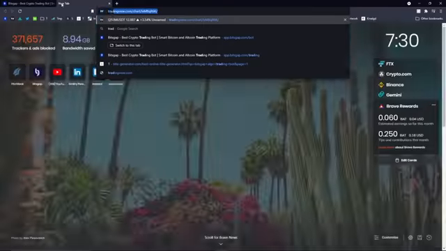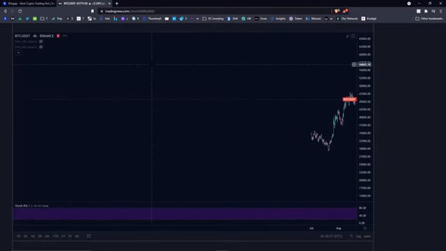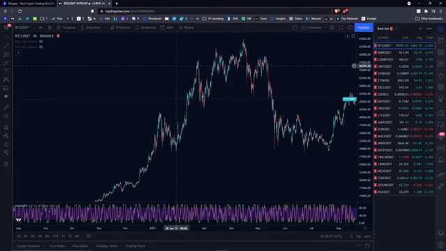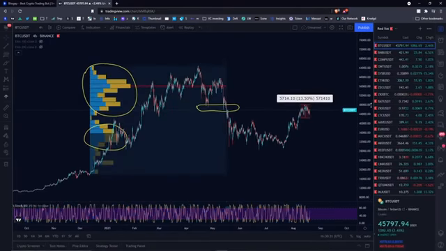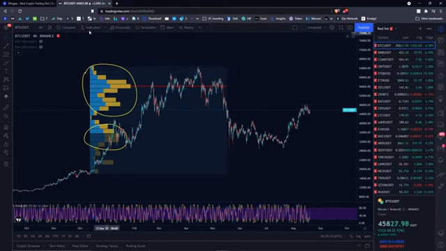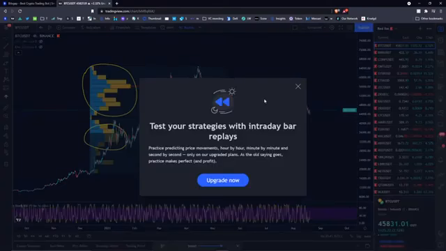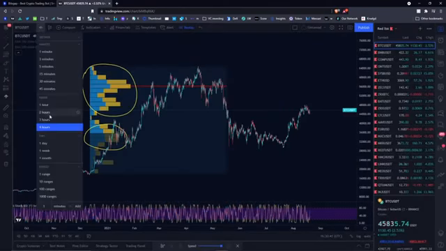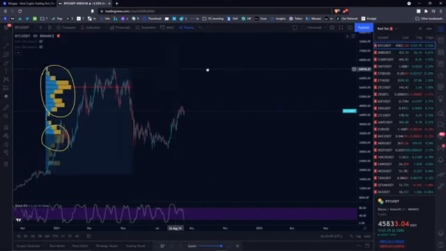So let's say TradingView. Here you have this tool, the volume profile, which is free. You don't need to have a pro account. Let's see, can I replay it? Yeah, I can actually replay on the daily chart.